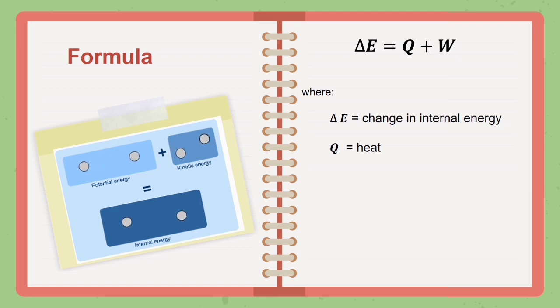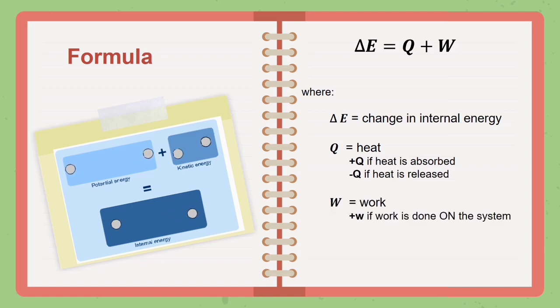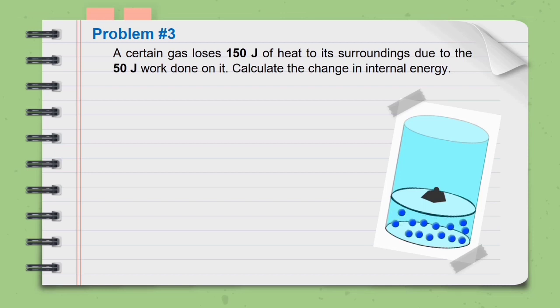Now we need to take note here of what kind of prepositions are used in the problem. If the preposition indicates that the heat was absorbed by the system, then the heat would be positive. However, if the preposition dictates that the heat was lost, then the heat would be negative. Similar goes to work. If work is done on the system, then work would be positive. If work is done by the system, then the work would be negative. So to understand this further, let's solve problem number 3.